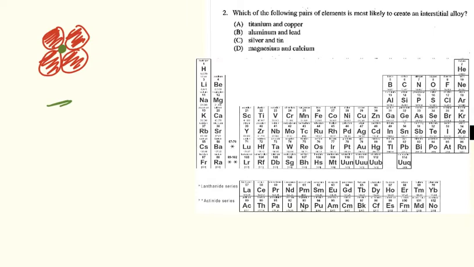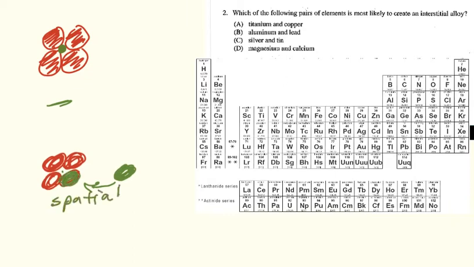A substitutional alloy would be a situation where you have atoms that are roughly the same size. Like, let's say that we had a solute atom that was trying to fit in here, and it was roughly the same size as the others. Well, it no longer can fit in the middle here, so it would have to actually replace one of these others. So that's a substitutional alloy.